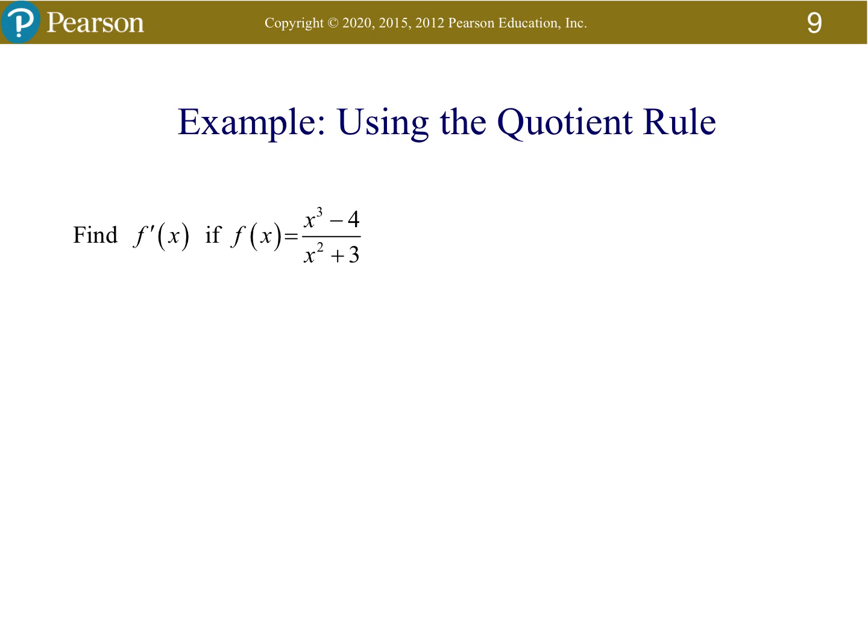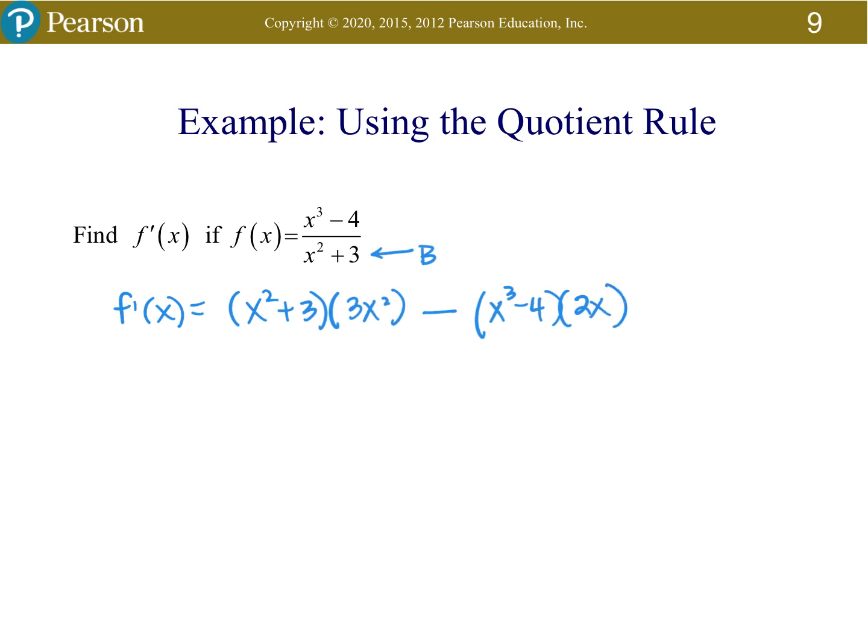All right, so if we're looking for the derivative here, we're going to identify our b function as the denominator. So my f prime would be the quantity x squared plus 3, and then multiplied by 3x squared, so the derivative of the a term, and then subtract the a term, x cubed minus 4, times 2x. And the whole quantity then would be over x squared plus 3 quantity squared. Now it is usually customary to simplify the numerator, but you don't usually need to expand out the denominator.